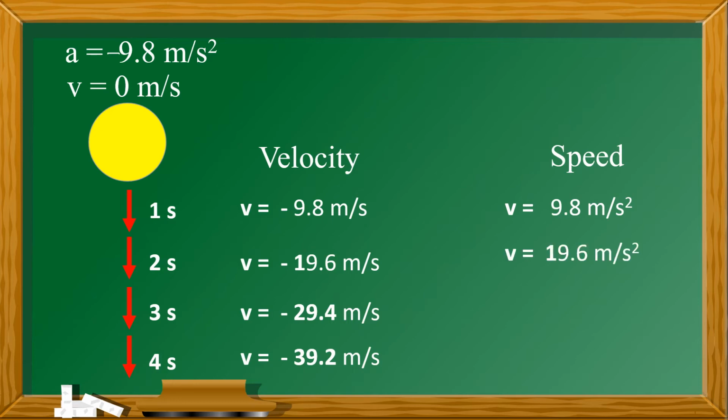At 2 seconds, 19.6 meters per second. At 3 seconds, the speed would be 29.4 meters per second, and at 4 seconds, the speed would be equal to 39.2 meters per second. So for an object in free fall under the influence of gravity, the speed is increasing by 9.8 meters per second, while the velocity is decreasing by 9.8 per second.